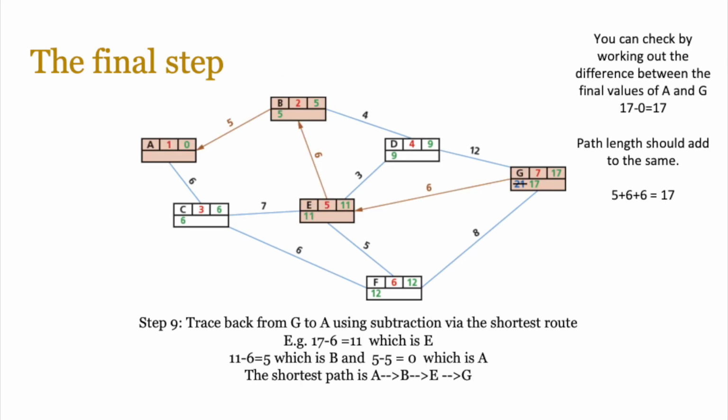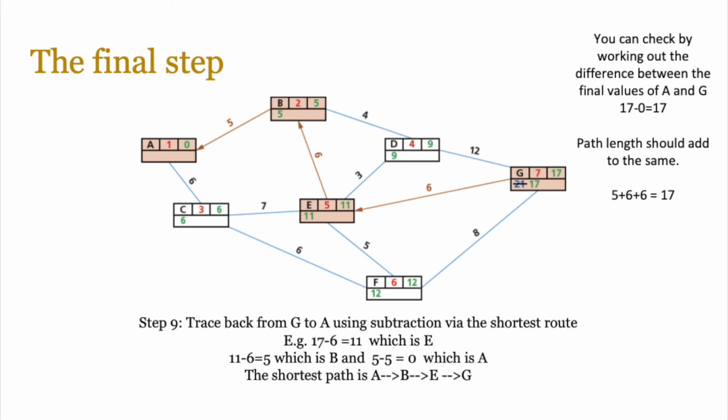Once all of the final values are calculated, we can use subtraction to work out the shortest route, or you can just use simple addition to work out to 17. So 5 plus 6 is 11, plus 6 is 17, so that path is pretty straightforward. Another way is to simply use subtraction, where you look at the final value of G and then you subtract each of the 3 paths.